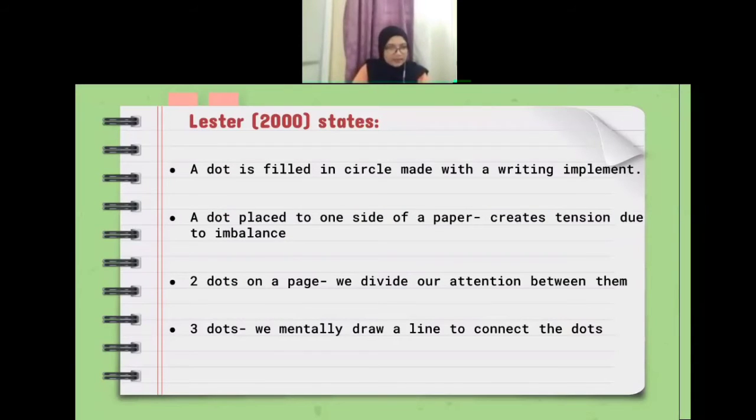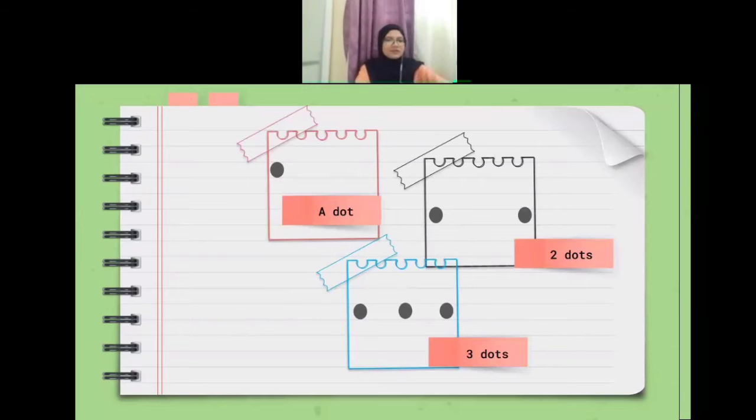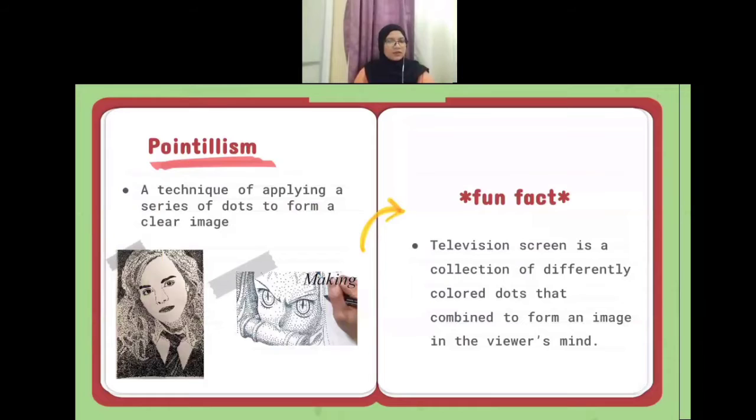Based on Lester, a dot is a filled-in circle made with a writing implement. For example, a dot placed to one side of a paper will create tension due to imbalance. If we put two dots on a page, we will divide our attention between them. And if we put three dots on the paper, we mentally draw a line to connect the dots. Okay, this is the example: one dot, two dots, and three dots.